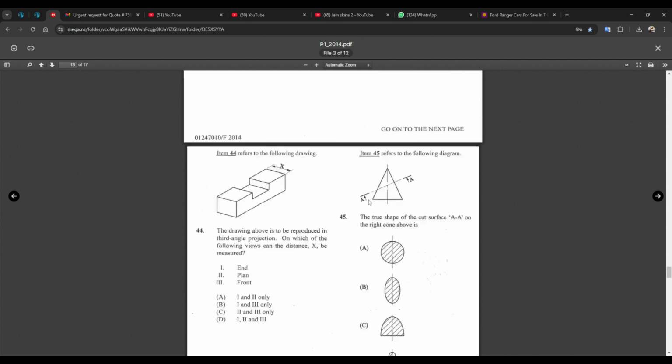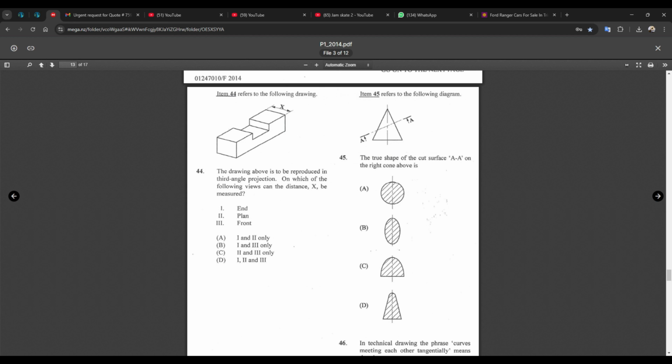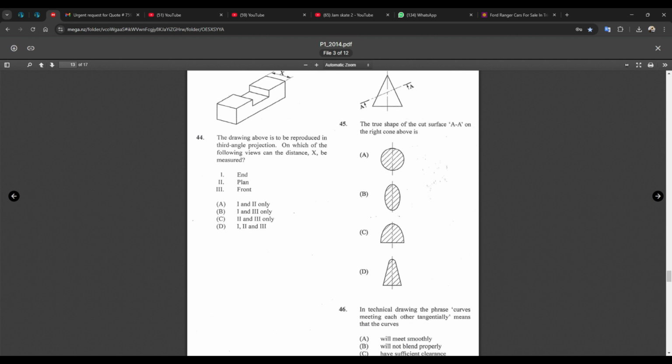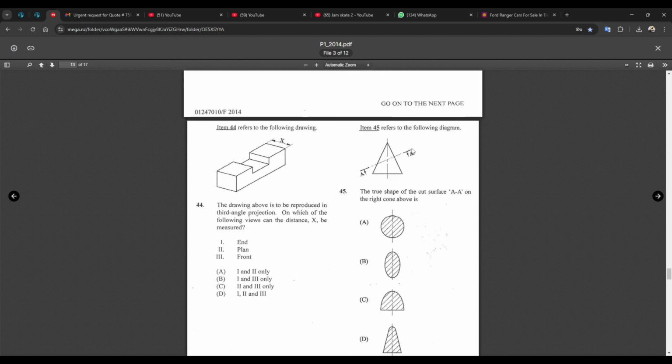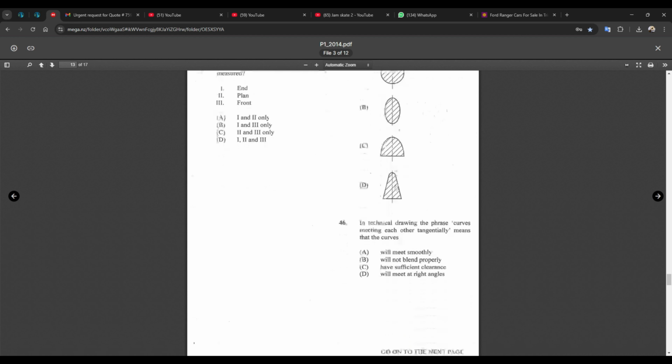Number 44A. 45. The true shape of the cut surface AA on the right cone above is... The answer will be B. If you cut it diagonally like this, then it will give an elliptical shape. So the answer is B.